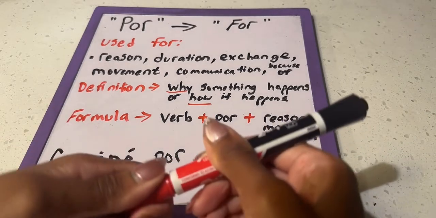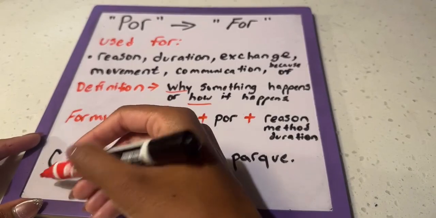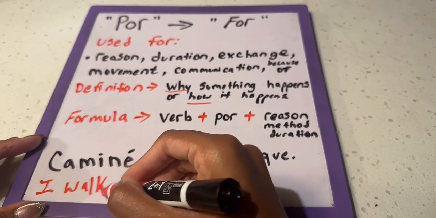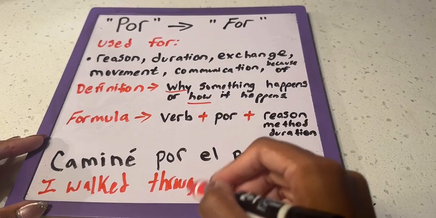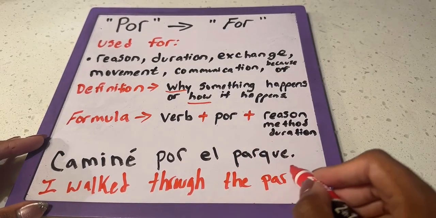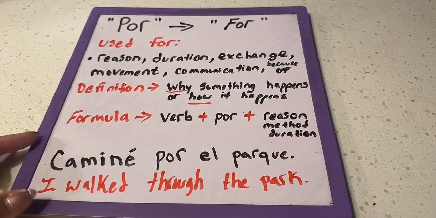All right, so now look at this one. So this means I walked through the park. And that's a new vocabulary word. So in case y'all didn't know, park is parque in Spanish. So I walked through the park.